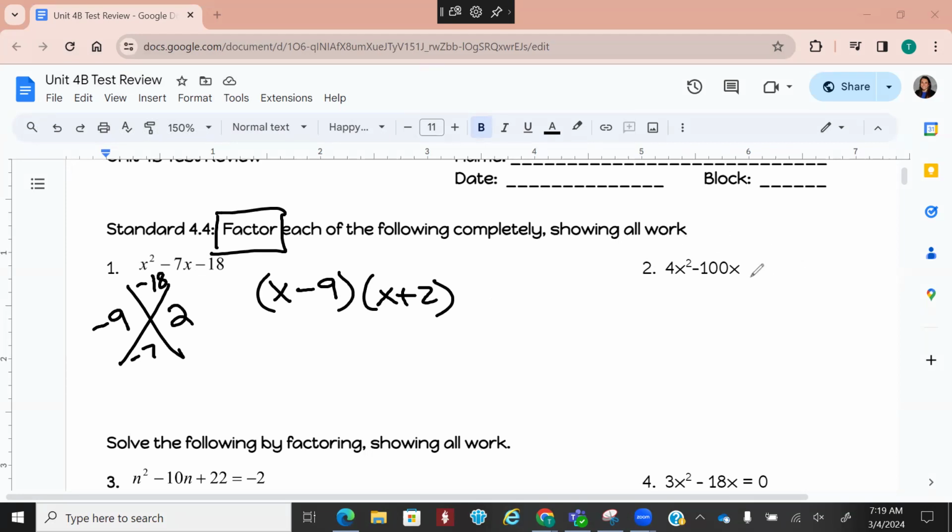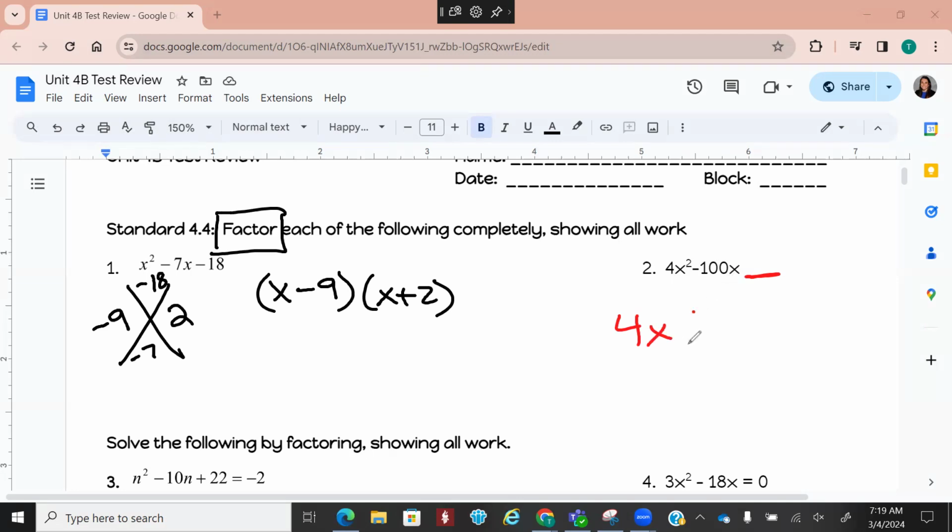Okay, on number 2, it's something a little different than what we've seen. Do you see how there's no C term down here at the back? When there's no C term, we're going to take out the greatest common factor. So between 4 and 100, what is the greatest common factor? A factor of 4 that's also a factor of 100. 2 is a factor, but what's the greatest factor? Can we divide by 4? Yeah.